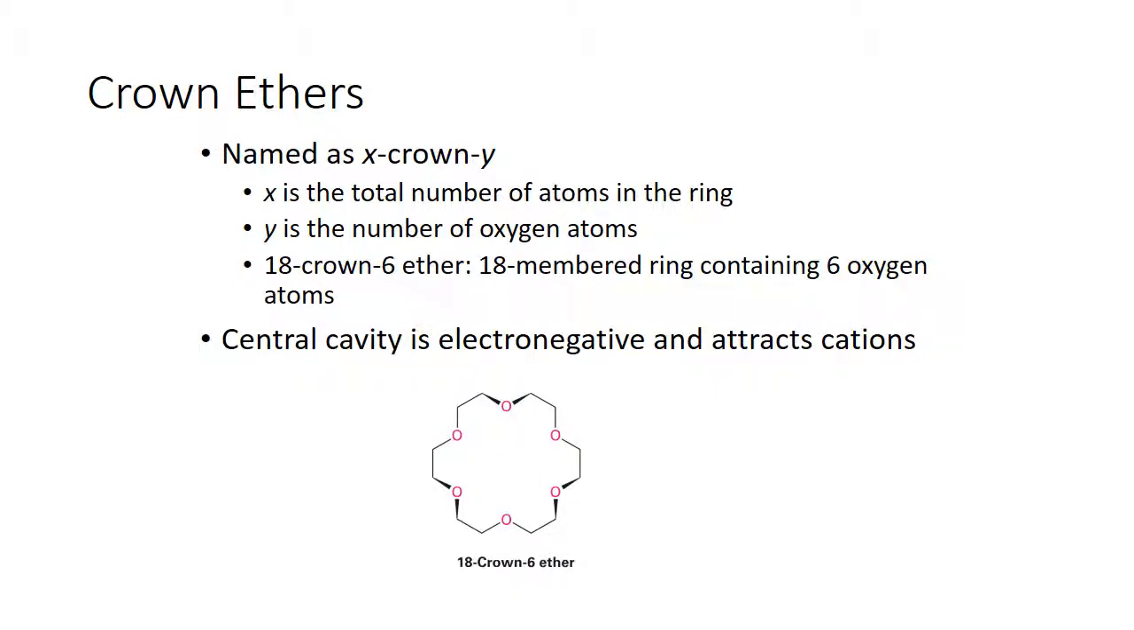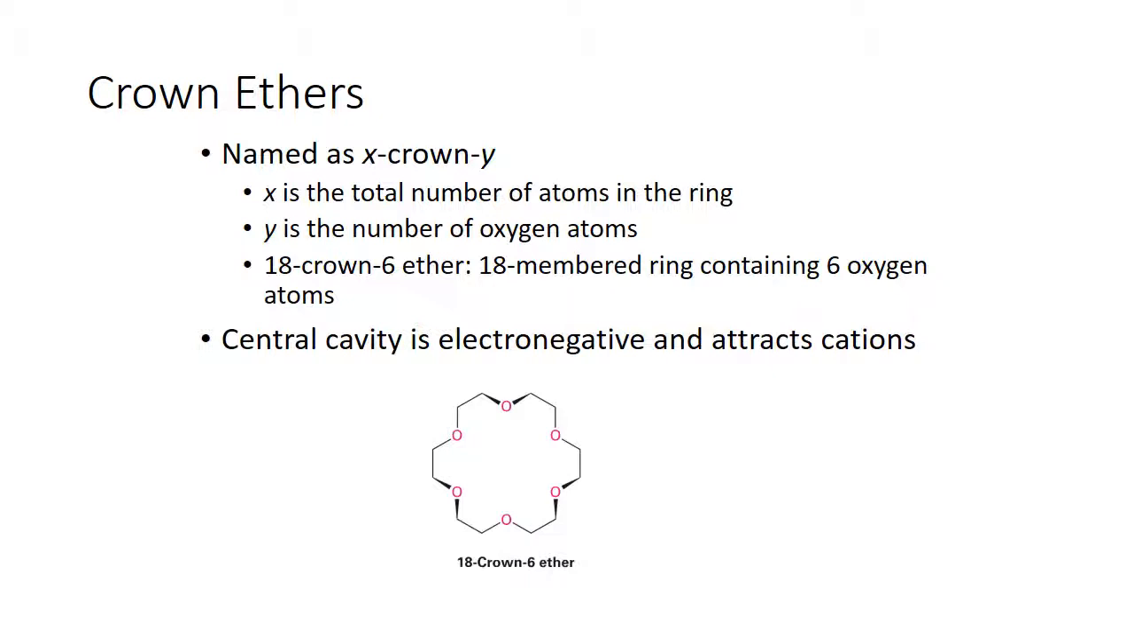Crown ethers are a special type of ether that are basically a multi-ether. It's an ether with many ether functional groups all in a ring. And we name them according to the number of atoms in the ring and the number of oxygen atoms in the ring.